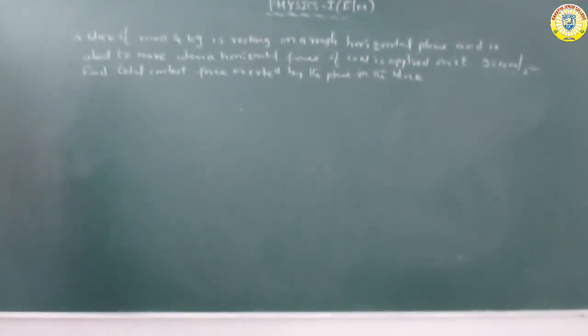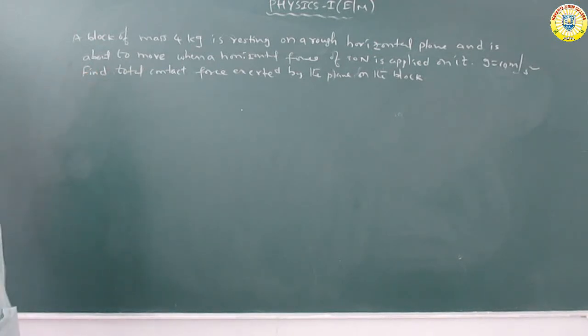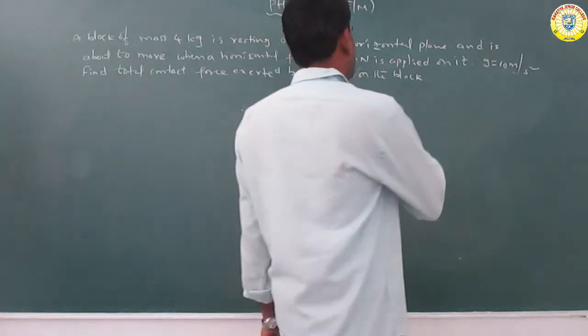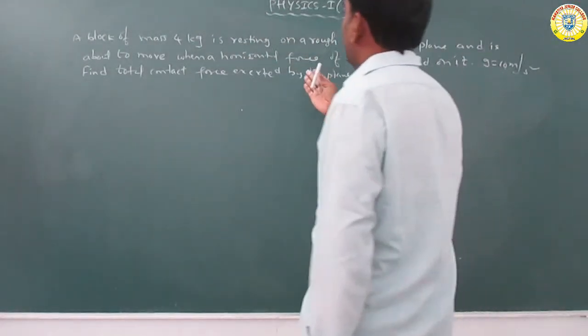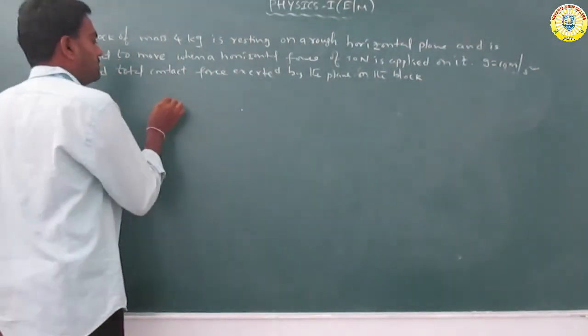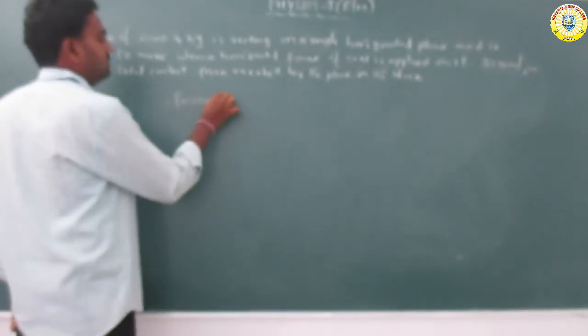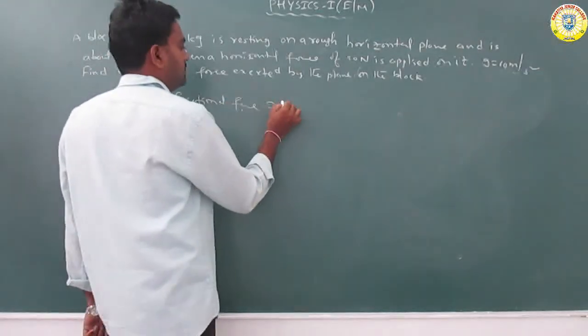A block of 4 kg mass is resting on a rough horizontal plane, and it is about to move when a horizontal force F of 30 newtons is applied on it. g is given. Find the total contact force exerted by the plane on the block. So the frictional force is equal to the applied force.